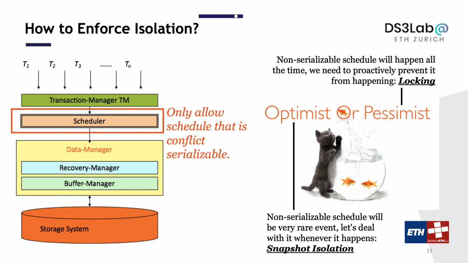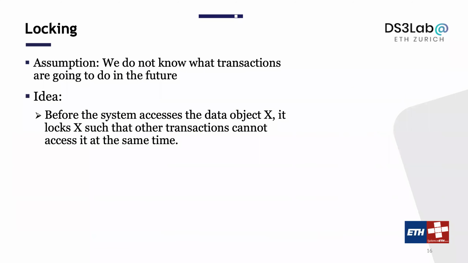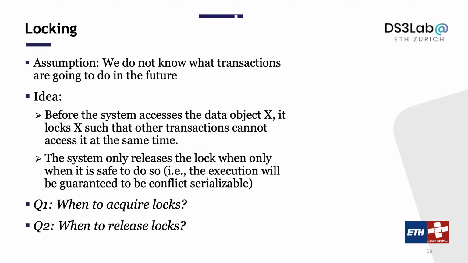And last time we started from locking. It's a very simple thing. The idea is that before the system accesses data X, it needs to hold the lock on that. But this by itself is not complete because there are two fundamental questions that we need to understand. The first one is when should you acquire the lock? And second is when should you release the lock?